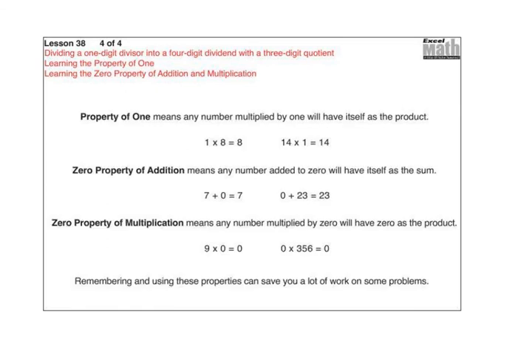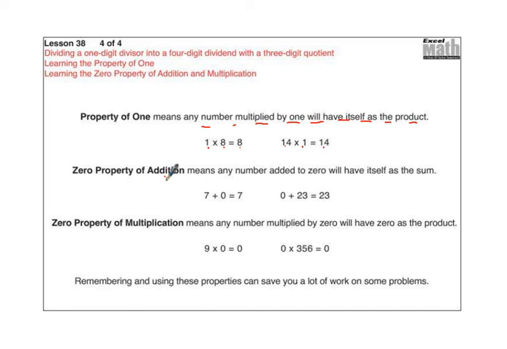Okay, here's some properties that you need to learn. The property of 1 means any number multiplied by 1 will have itself as the product, or the answer to the multiplication problem. 1 times 8 is 8, 14 times 1 is 14, a million times 1 is a million. Make sure you keep watching this. Don't pause the video or fast forward, because I'm going to have you putting some marks on your paper to show that you've been paying attention.